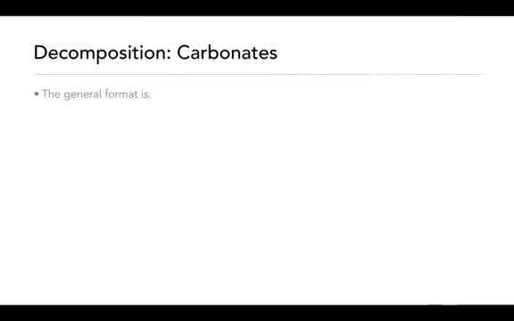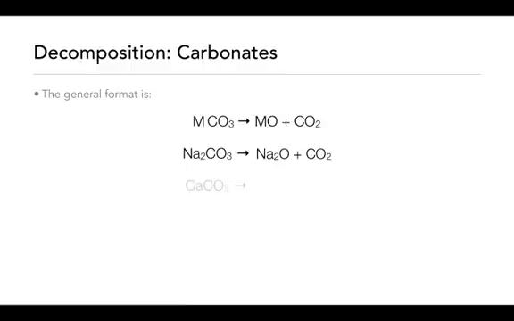Decomposition of carbonates. Carbonates are compounds that have the polyatomic ion carbonate in them. The general format is that you're going to have a metal, represented by the letter M, carbonate, and it's going to decompose when this reaction takes place into a metal oxide and carbon dioxide gas. So let's look at a couple of examples. We have sodium carbonate. When this reaction takes place, you're going to end with sodium oxide, the metal oxide, and carbon dioxide gas.